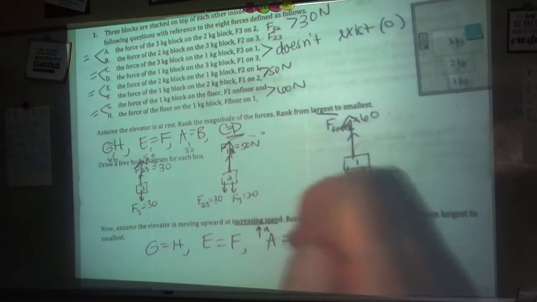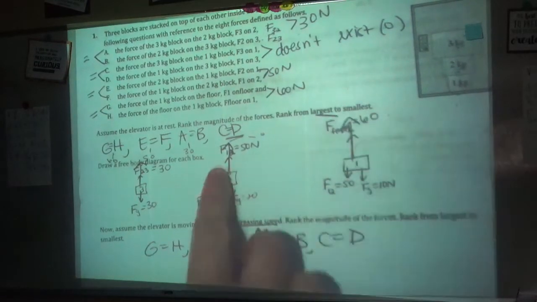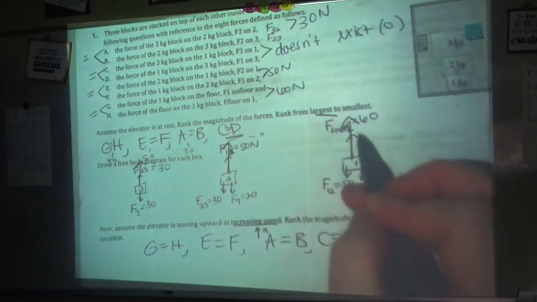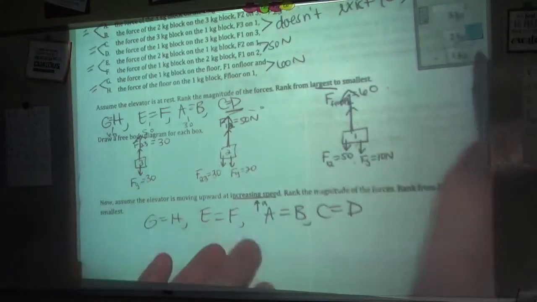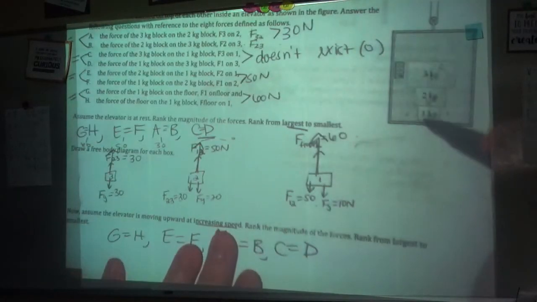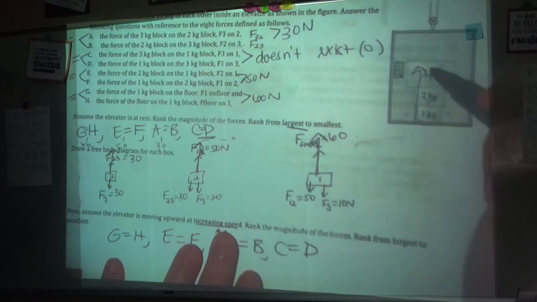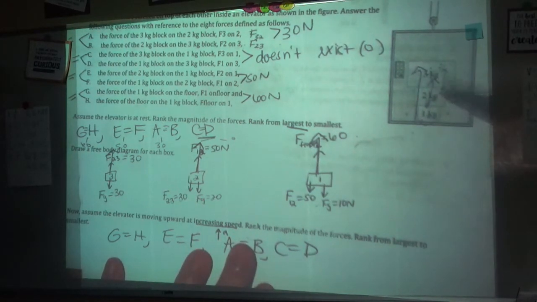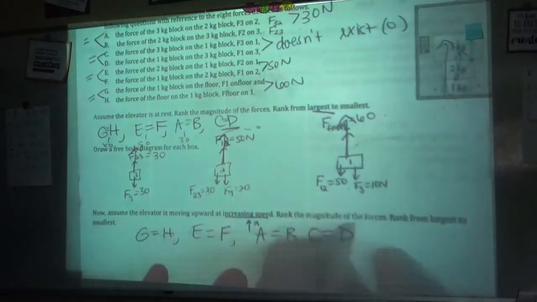And because I don't have the acceleration, I can't plug in. If you really wanted to, you could make up an acceleration and find these actual numbers. But C and D, 1 on 3, still does not exist. Because of Newton's third law, these have to be equal, these have to be equal, and these have to be equal. And then I know that this force of the floor on 1 is greater than the total weight. And then this force of 1 on 2 is greater than the total weight. And this force of 2 on 3 is greater than the weight of the 3 kilogram. But they're all adding to the same acceleration, mass times acceleration, so it's still the same order.